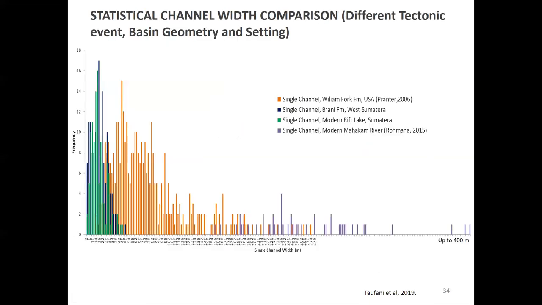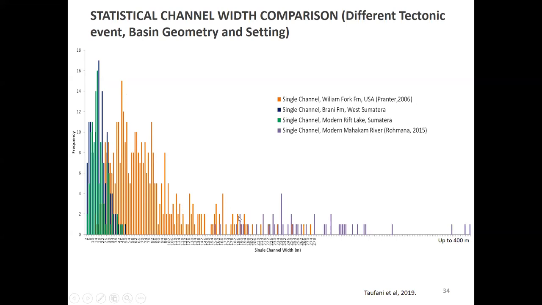Last but not least, this is the comparison of the single channel in certain tectonic and basin geometry and location. This is the single channel from the Brown Formation and Lake Singkarak. When we look here, it is very narrow in width. We also have the single channel from the William Fork Formation, part of the Foreland Basin in the US, where we have a wide range of channel widths.